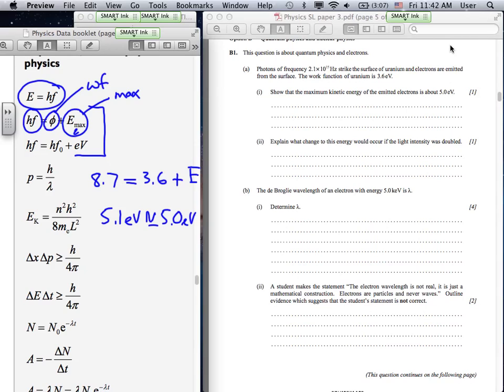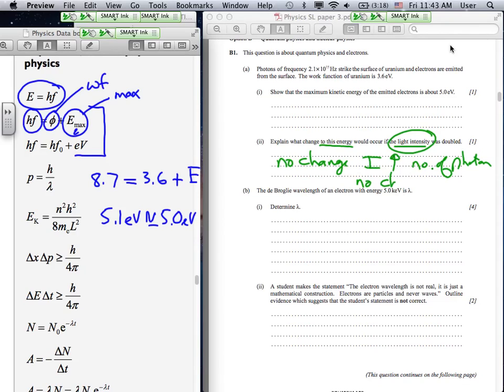Now explain what change to this energy would occur if light intensity was doubled. The intensity increases the number of photons, but not the energy of those photons, so there would be no change. Light intensity sends up the number of photons, but there's no change in hf, because the frequency is staying the same.